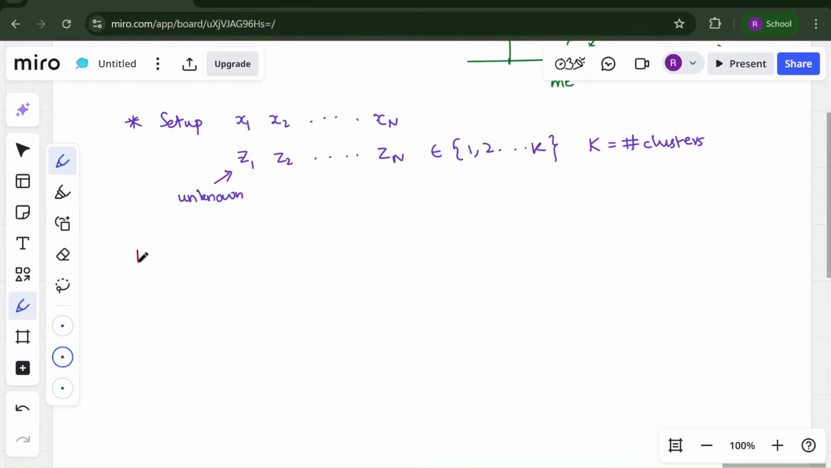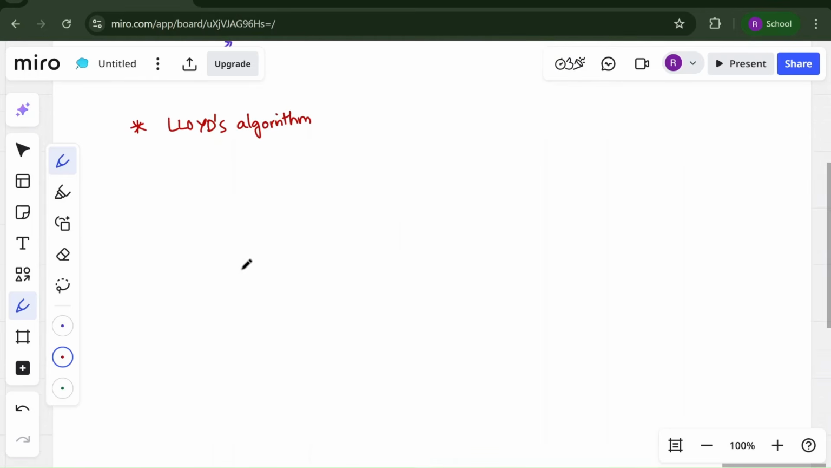In fact, the k-means algorithm, or Lloyd's algorithm, gives us a method to determine these zi's. First of all, it is an iterative algorithm. It is not a closed form solution. It is an iterative algorithm, and we are assuming that k is given to us. These two things are there. Now let us look at the algorithm.